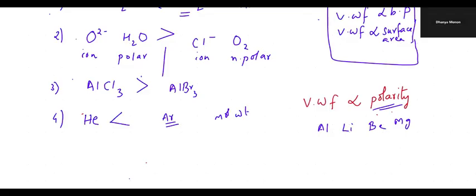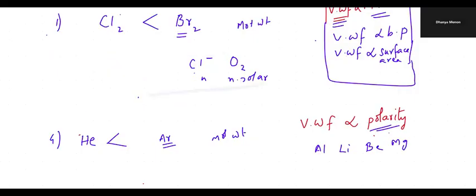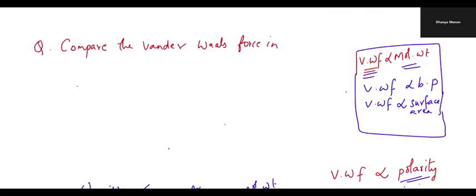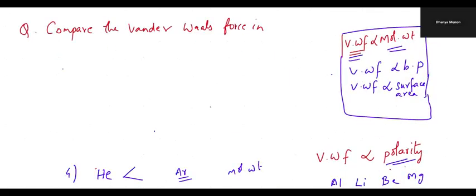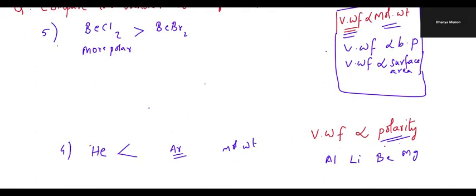Fifth one, so I'll just wrap this part so that the conditions are visible for you. I hope till here it is clear. It's just revision questions. The fifth one, I have beryllium chloride and beryllium bromide. Here also, halides of beryllium, we check the polarity. So definitely this one is more polar. So beryllium chloride has a higher van der Waals force than beryllium bromide.